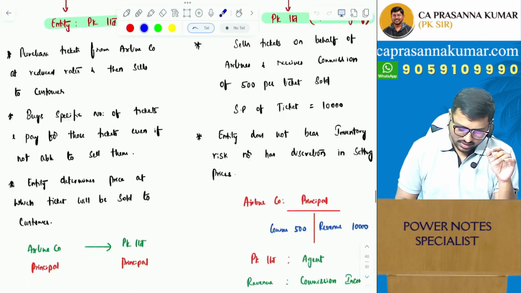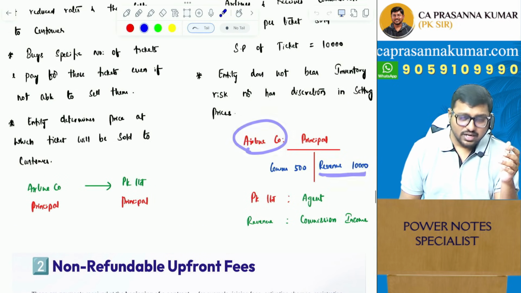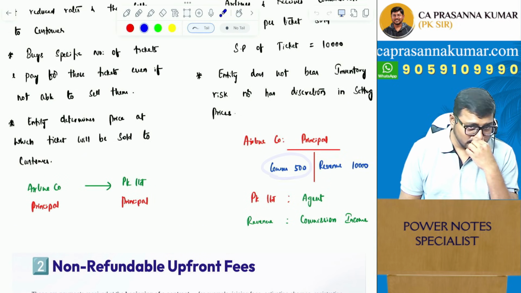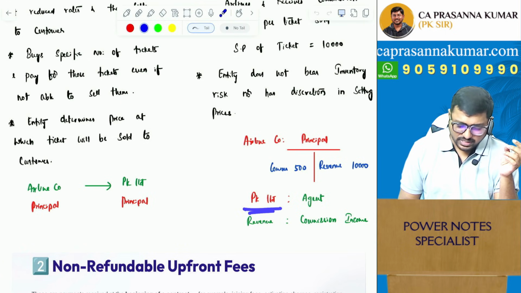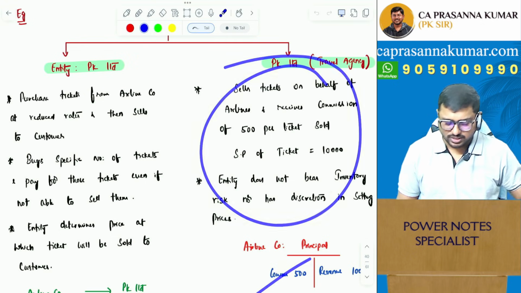Got it? Now, in that case, obviously, what will the airline company do? It will recognize the entire revenue of the ticket, and for that, commission will be recognized as an expenditure, as simple as that. When it comes to PK Limited, because PK Limited is the agent in this scenario, its revenue will be only commission income. So it's a very simple scenario here.